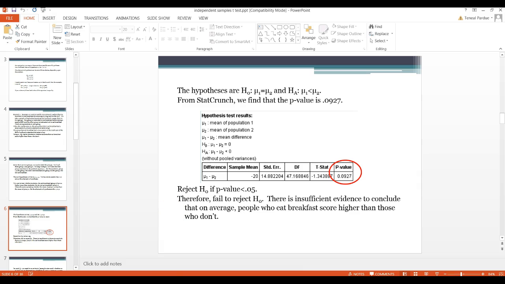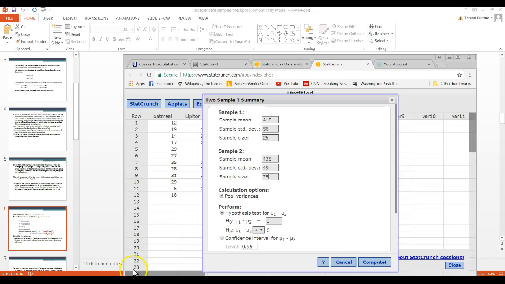I need to mention here that there's an option about pooling variances. We're always going to uncheck that box. What that means is that we are not assuming that the two population standard deviations are the same. Don't worry about what that means too much. Just know that we're always going to uncheck that box.